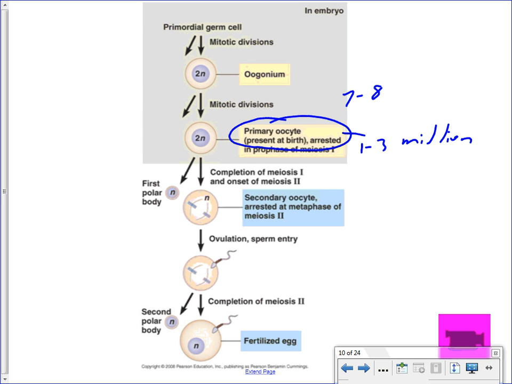When the female does reach the stage where she's going to be forming the secondary oocytes, now we went from 7 to 8 million to 1 to 3 million, and now we're down to, I'll put the number of about 300,000. Again, this is really going to be sort of a rough estimate, but you can see that the numbers are continually dropping.